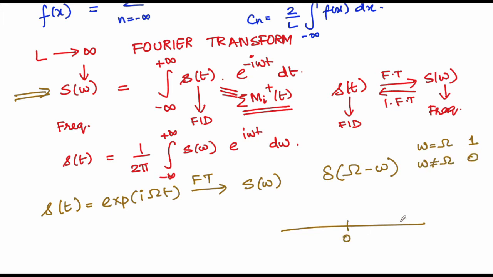So if you want to plot this as a function of small omega, you are going to get a single line with no line width at plus omega. When small omega is equal to capital omega, you get the whole function as 1. So you end up getting it as 1 here, and you don't get any other signal anywhere else. So let's continue this discussion further.